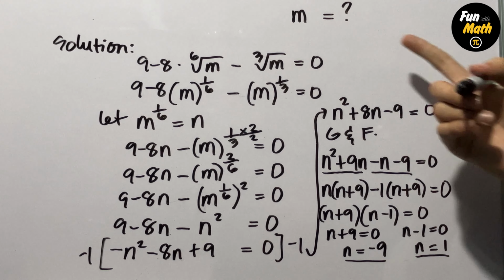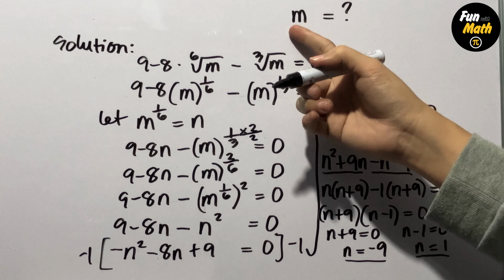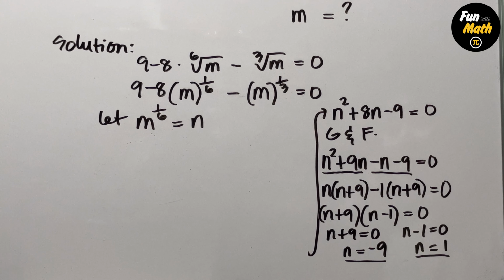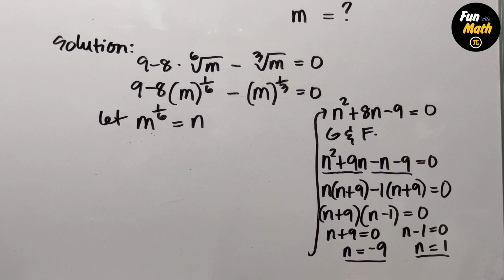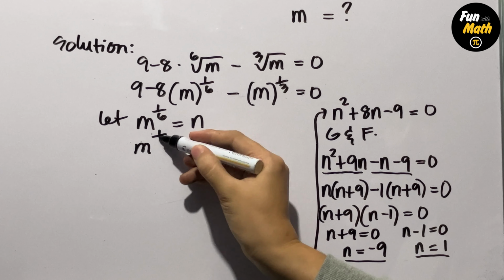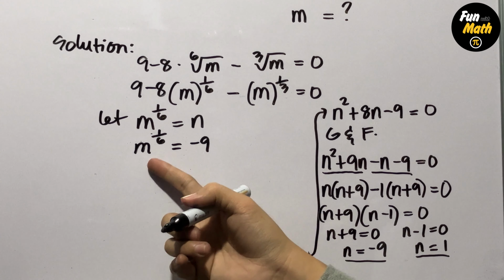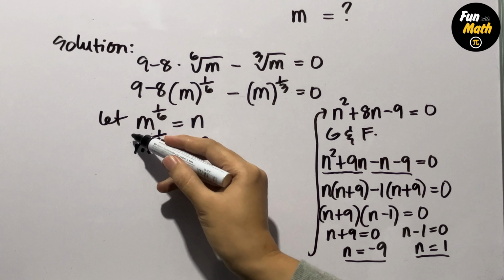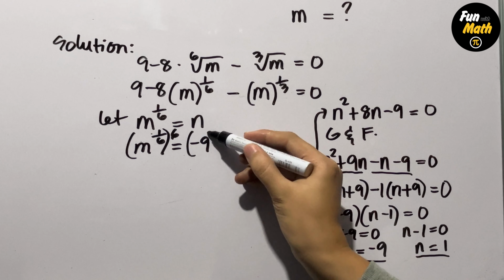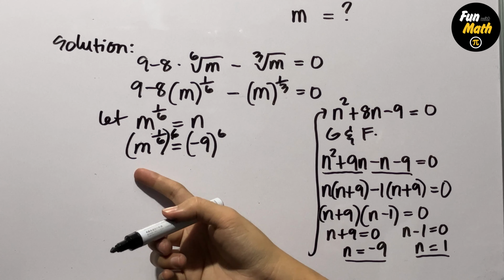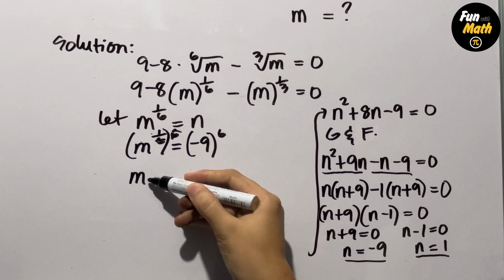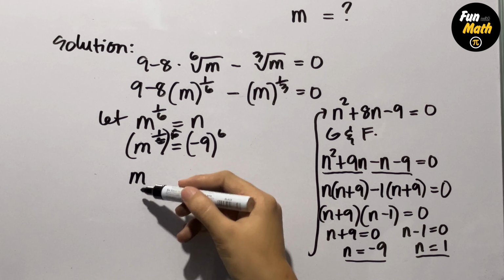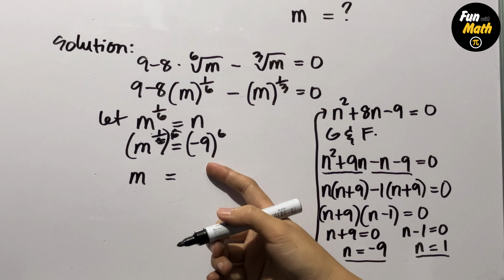Now, we need to find the values of m. Let's recall that earlier, we let m to the power of 1 over 6 be equal to n. Since we have the values for n, we can use the first value, which is negative 9. So this is m to the power of 1 over 6 equals negative 9. And then we need to remove the power of m by raising both sides to the power of 6. So now m to the power of 1 over 6 whole to the power of 6, we can cancel 6 and 6. So we're left here with m. M to the power of 1 becomes m only. So m is equal to negative 9 to the power of 6.